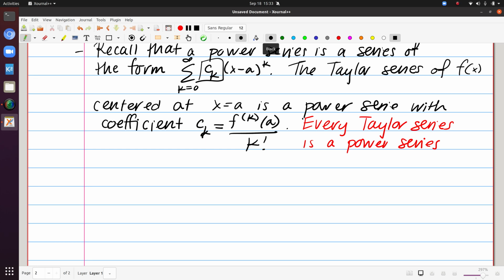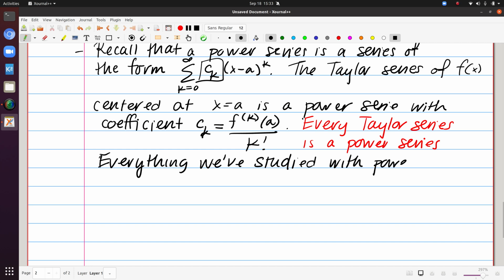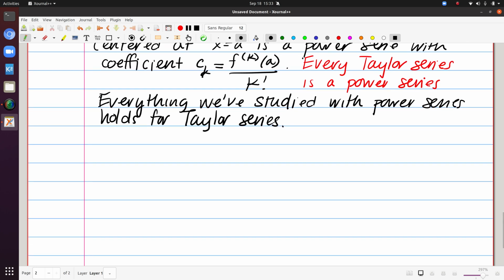The advantage of this is that everything we've studied with power series therefore holds for Taylor series. In particular, we've talked about the notion of a radius and interval of convergence for a power series. This means that Taylor series likewise have both a radius of convergence and an interval of convergence.